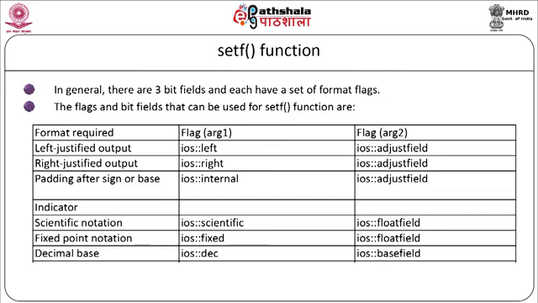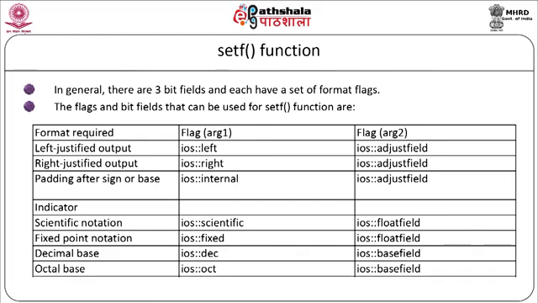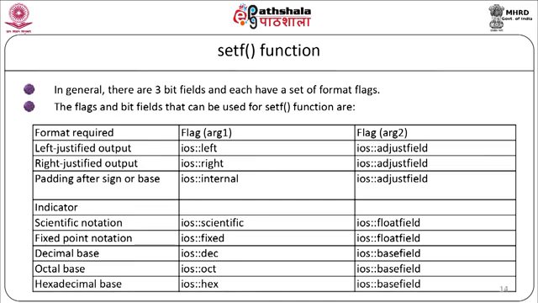Decimal base will be ios::dec, ios::basefield. Octal base will be ios::oct, ios::basefield. Hexadecimal base will be ios::hex and ios::basefield. So formats will have 2 different argument 2 values. One is adjustfield and the second is floatfield, and the flag values will be different.